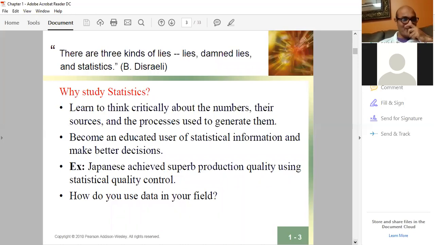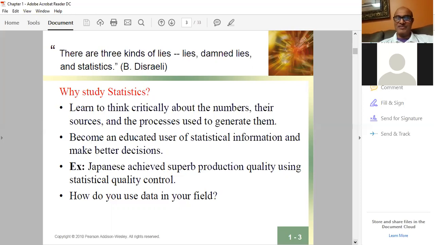Anyway, it's a joke. So why study statistics? That is the first thing. So learn to think critically about the numbers, their sources, and the processes used to generate them. So it's a very layman sense.